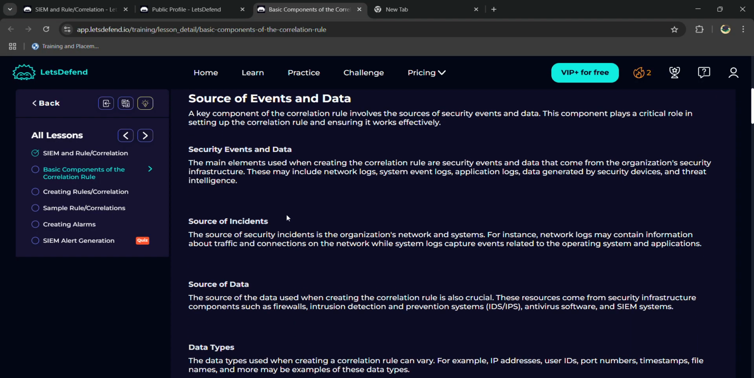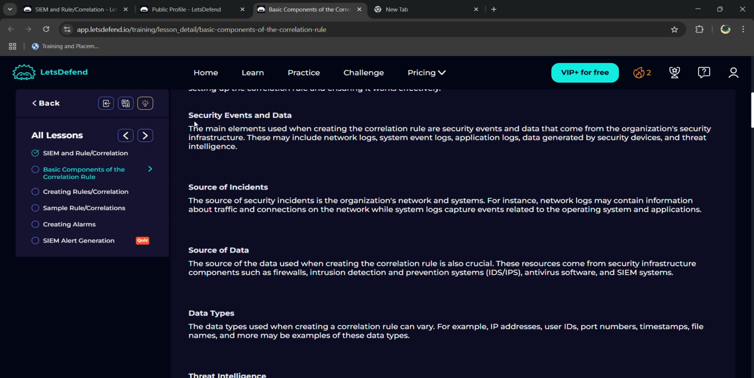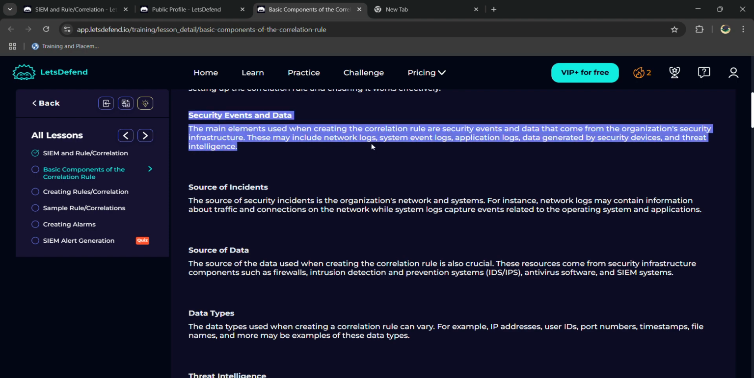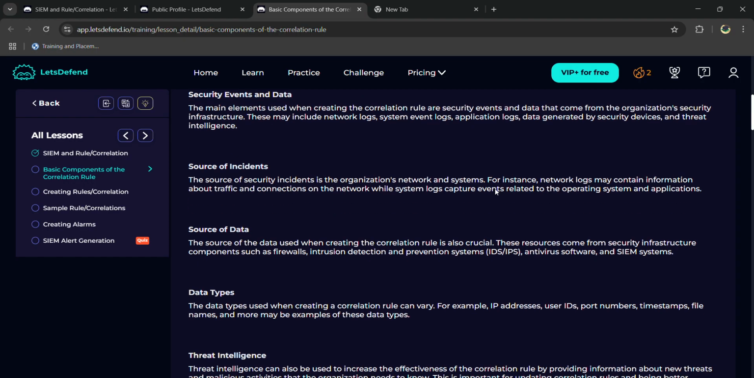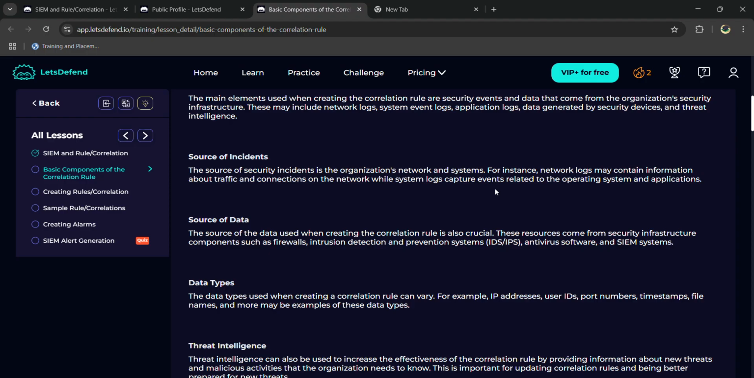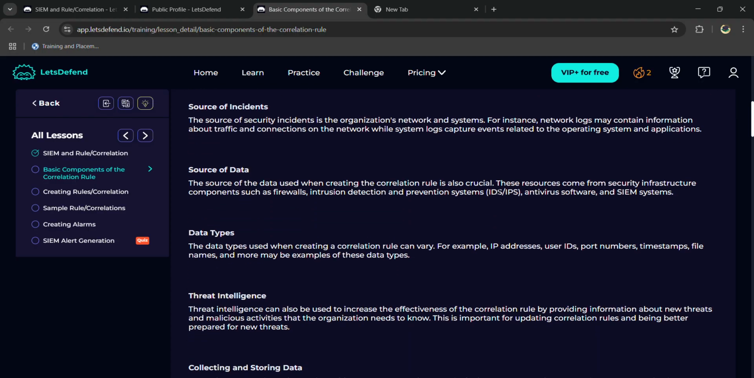Now, what are the sources of events and the data? The security event and data, the main elements that are used when creating the correlation rule, are security events and data that comes from the organization's security infrastructure. This could be network logs, system event logs, application logs, the data that is generated by security devices, and the threat intelligence. Next is source of incidents.